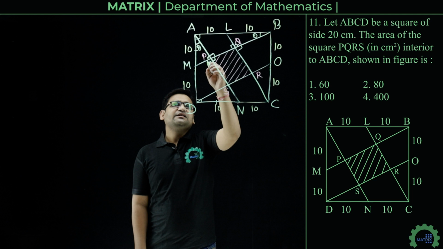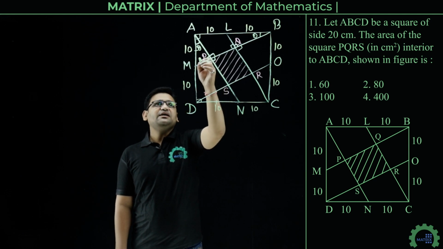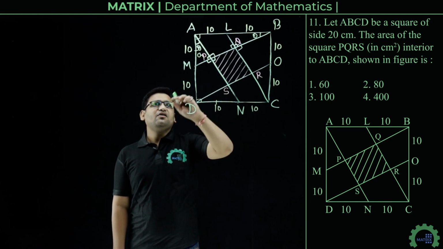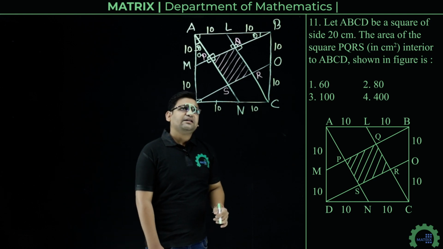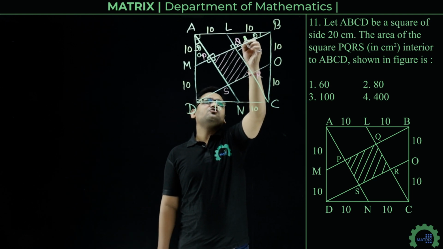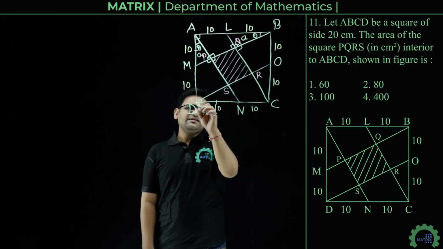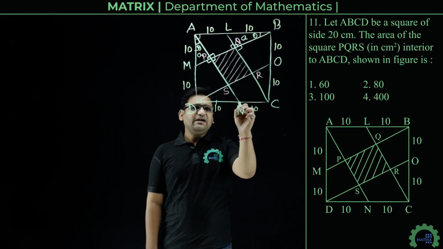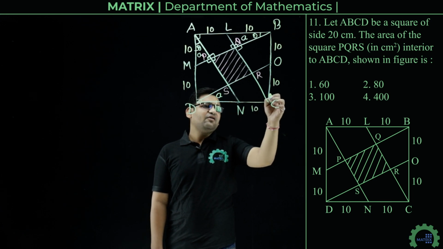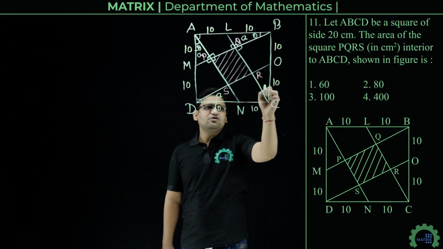So let's say area of this triangle AMP is small a. Then area of the triangle BLQ will also be small a. Similarly, we can say that area of triangle DNS will also be A and area of triangle COR will also be A.